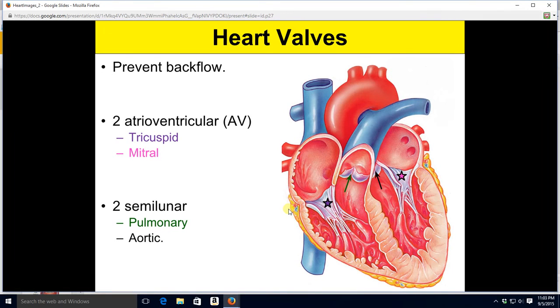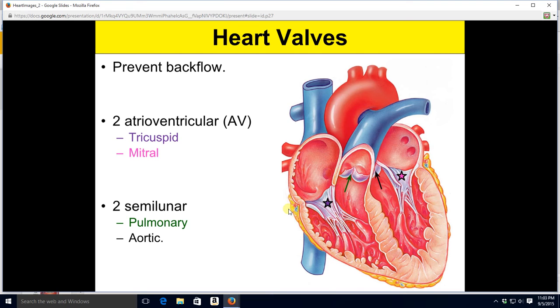Everybody, welcome to the second lecture on the heart. So we're going to talk about heart valves today. We've got four heart valves. They are the two atrioventricular and the two semilunar. All your heart valves are going to work to prevent backflow. Basically, the atrioventricular valves are going to prevent backflow between the ventricles and the atria.